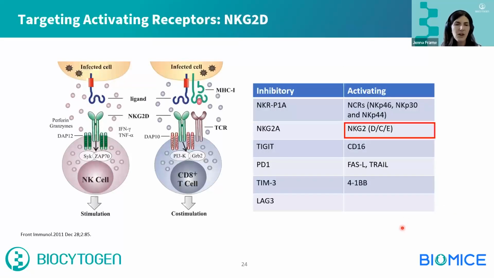So in addition to targeting inhibitory receptors, targeting activating receptors can also be of therapeutic value. NKG2D activation can be sufficient to trigger NK cell cytotoxicity and result in cytokine production. But in addition to functioning on NK cells, NKG2D can also act as a co-stimulatory receptor on CD8 T cells that can trigger activation alongside TCR activation. So this makes NKG2D a potentially valuable target.